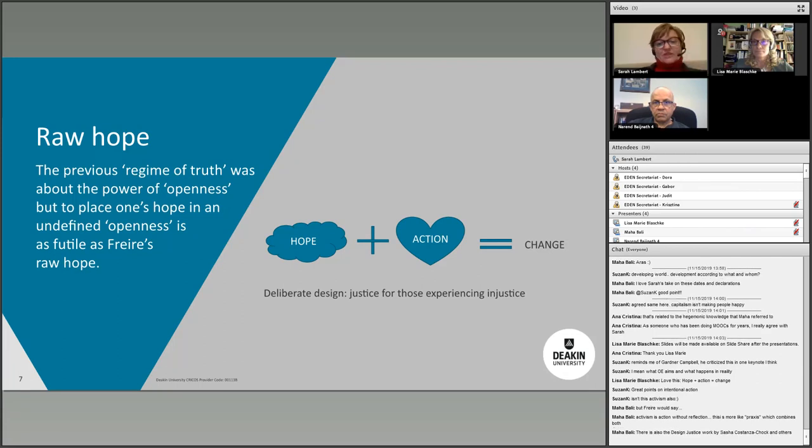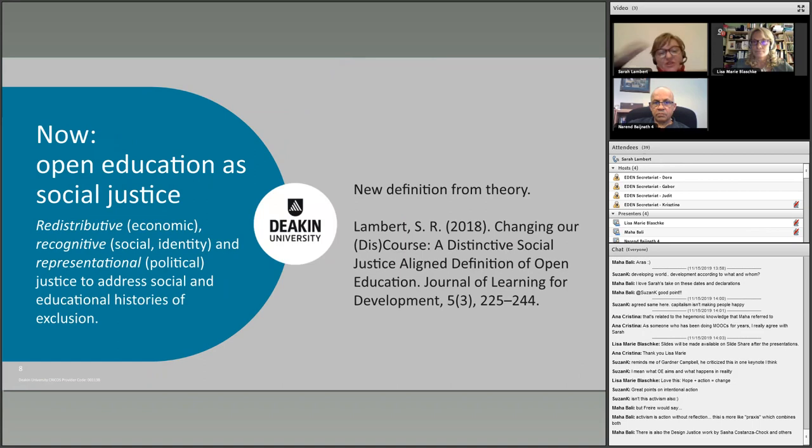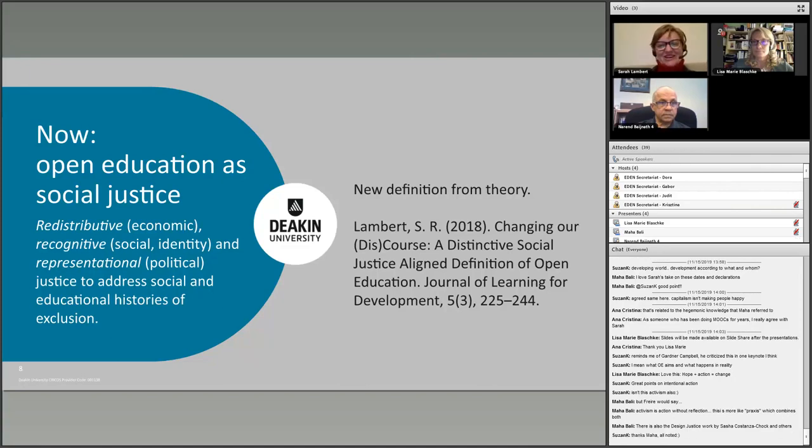And so this is where I posited from theory a new definition for open education, wanting to bring it back to that 2002 and 2012 hoped for place of open education being an actual social justice act, being part of widening participation. And so the definition that I proposed was based on Fraser's three principles of social justice that Maha really succinctly nailed. So I'm barely going to touch it at all because that was such a great description.